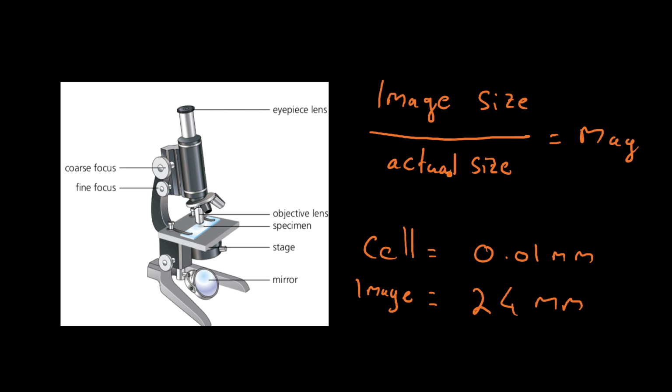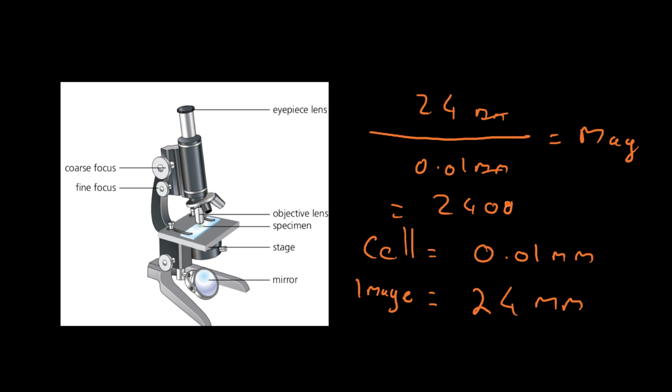Now, using my equation, I would take my image size, which is 24 millimeters, divided by the actual size of the cell, which is 0.01 millimeters. Because they're both in millimeters, the units cancel out and we get our magnification. Your magnification in this case would be 2,400, so it's 2,400 times magnification in that example.